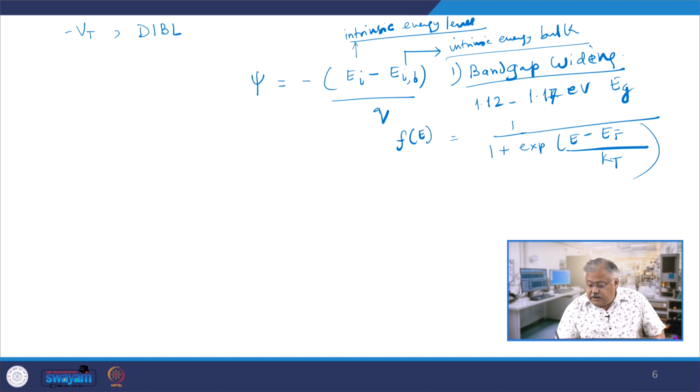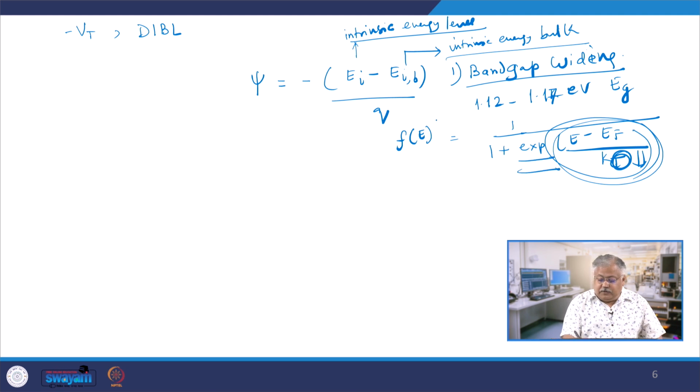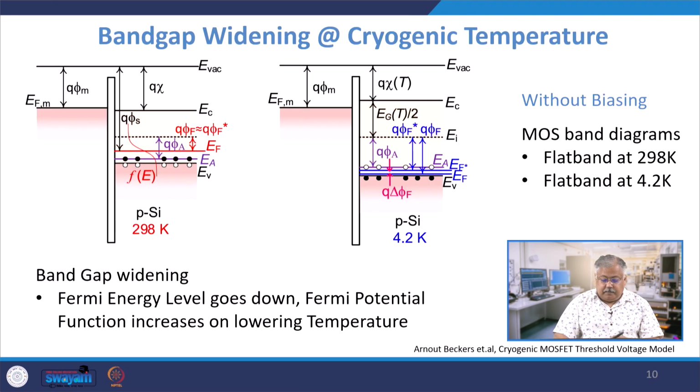So, if you go on decreasing the temperature to a very low value, around 0 Kelvin, this exponent will obviously shoot up exponentially high, which means that this will go down, and therefore the Fermi function itself will scale down to a very low value. Now, the Fermi potential I can correlate with the band diagram here. So, let us look at the band gap widening concept with the Fermi potential coming into the picture.